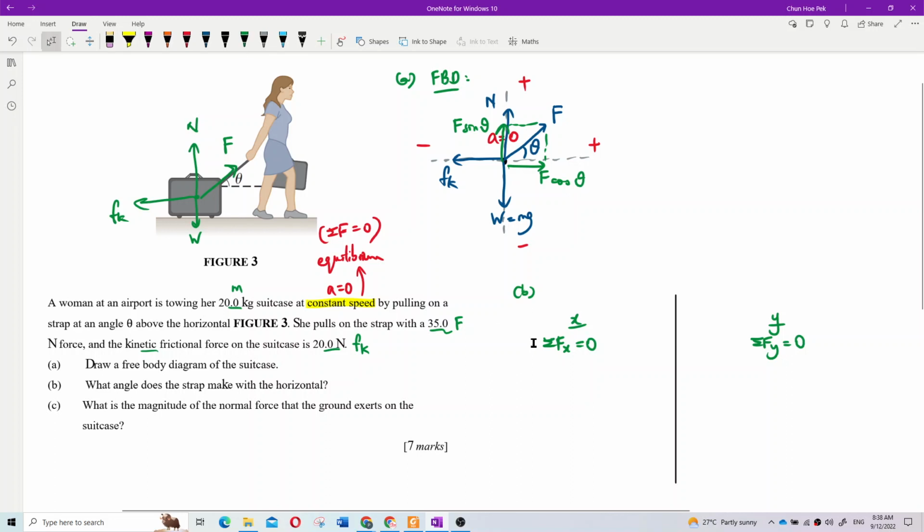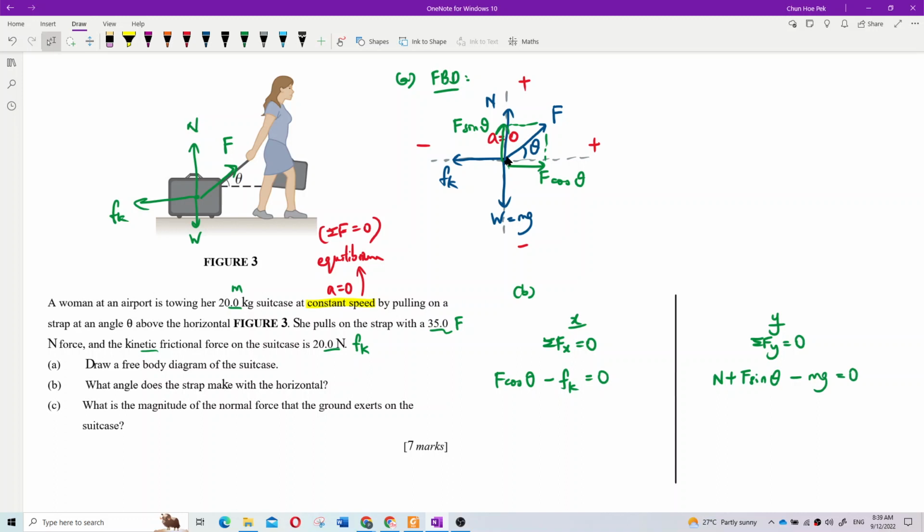Okay, so the x components are only F cos theta and friction. Very simple. F cos theta is positive and friction is negative because the direction is to the left. And how about the y components? Going up is positive, going down is negative. So N plus F sin theta and then negative mg equals 0. Very easy. So put in all the information: we have 35 Newton, and 35 cos theta and then negative friction.